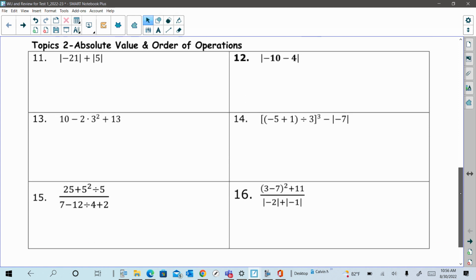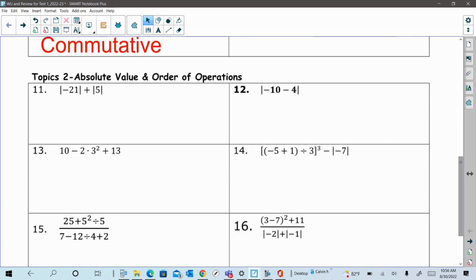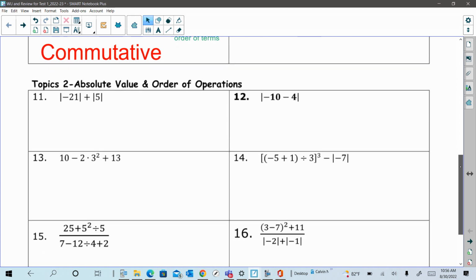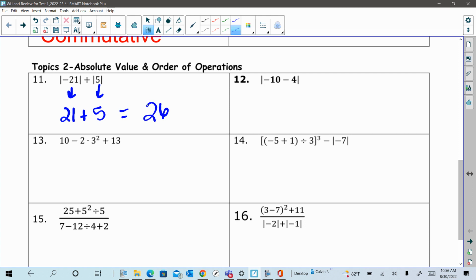All right, on to the next section. The next section is absolute value and order of operations. Just remember absolute value is like a grouping symbol. So this changes to a positive 21 and that changes to 5. So our final answer is 26. So just do the absolute value first, then do your operations. Follow your order of operations, because absolute value is like a grouping symbol.